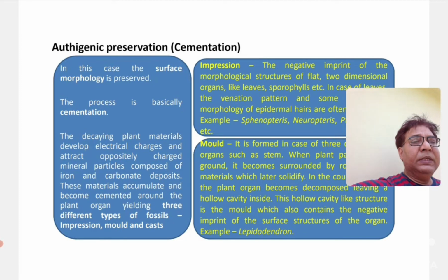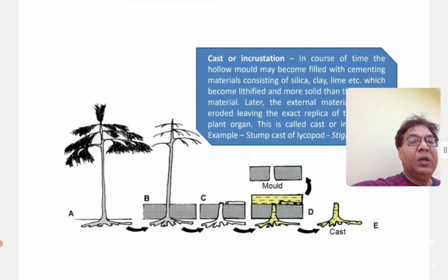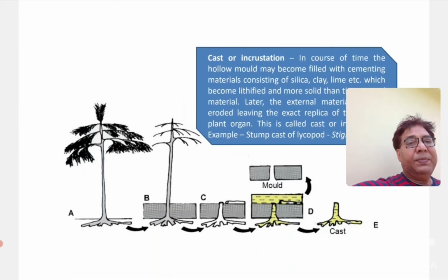Another example is the molds or casts. Molds and casts can be better understood by this diagram, this picture, and both are formed together. What happens when a plant dies?